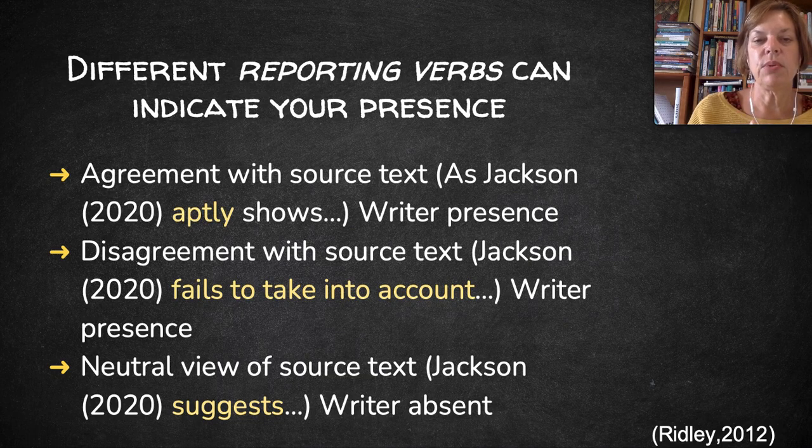Then disagreement with the source text, Jackson 2020 fails to take into account. So your presence is there, Jackson's presence is there, but you are disagreeing with Jackson now, and you're showing your positioning there. And then a neutral view of the source would be Jackson suggests. And then the writer is present, but it's a very neutral presence, so we say it's absent.